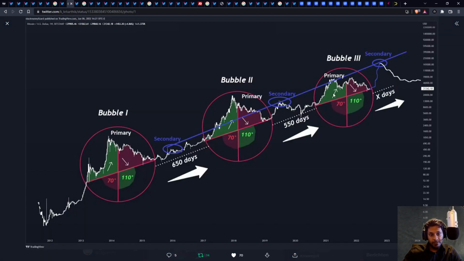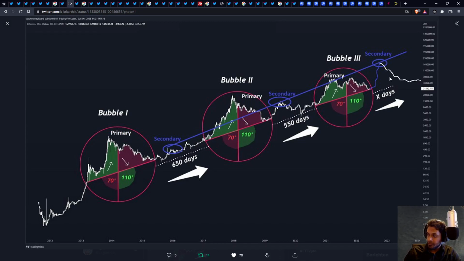Okay, looking at the previous cycles, 2013, 2017, 2021, we can see there are 3 bubbles forming. We have a primary moving up, and then we have a secondary moving up. And we can see that the secondary resistance line is now moving up to approximately 180K or 200K. So the upcoming days and times are going to be very exciting.